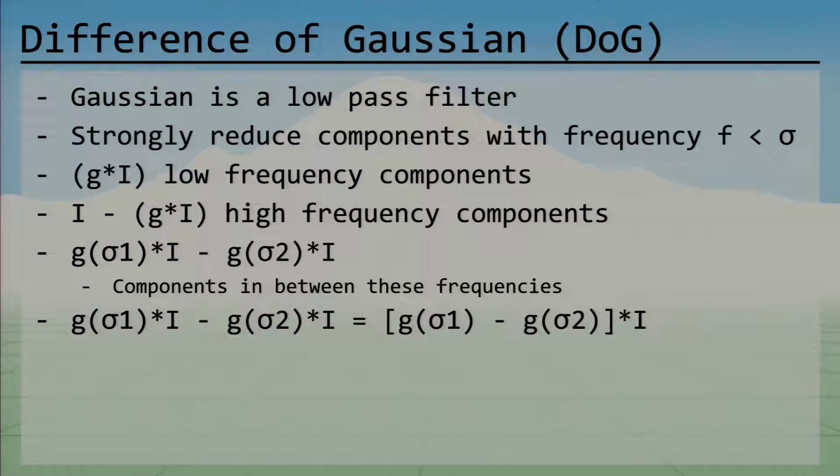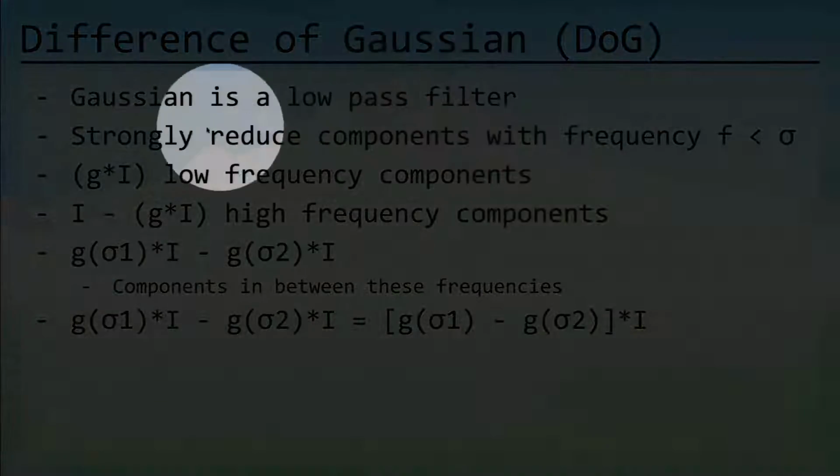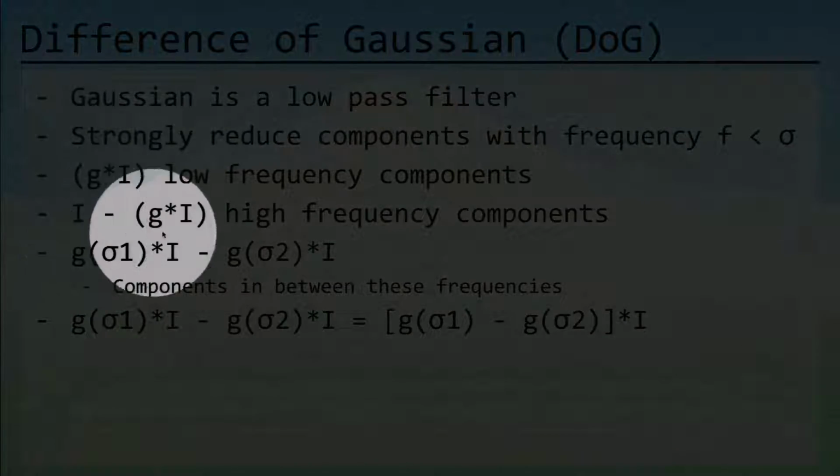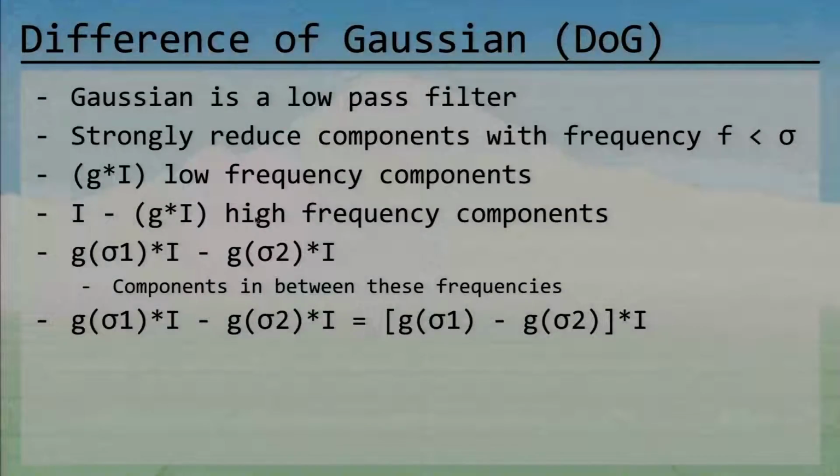And in particular, you can figure out, based on the size of the filter that you're using, based on the sigma that you're using for your Gaussian, what components are actually going to be let through this filter and what components are going to be thresholded out or reduced significantly. So if we take the Gaussian filter of some image, we get left with just the low frequency components of that image. So what we can do is take our original image and just subtract out the low frequency components. And when we do this, all we're left with is just the high frequency components of that image.